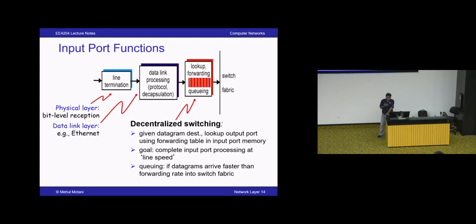So the line termination is part of the physical layer. This next block here is the link layer. After the packets are processed through these two blocks, they go into a queue. They are waiting to be forwarded on the switching fabric. Because the switching fabric has a certain performance, it could be that data comes in faster than the switch can forward. So that's why you need this queue here.